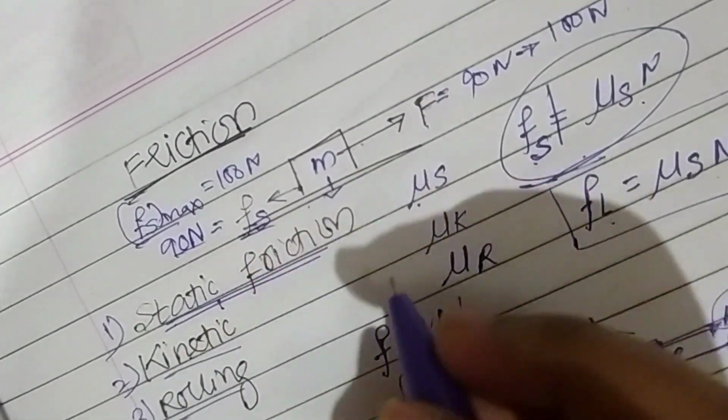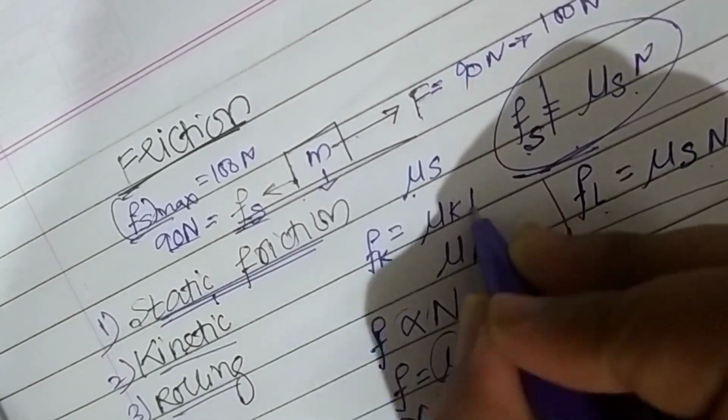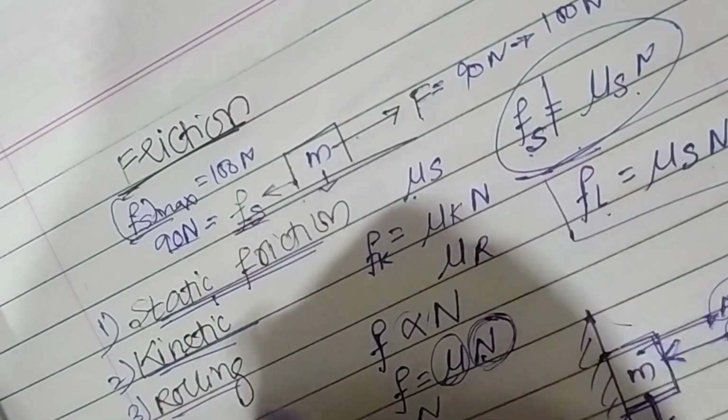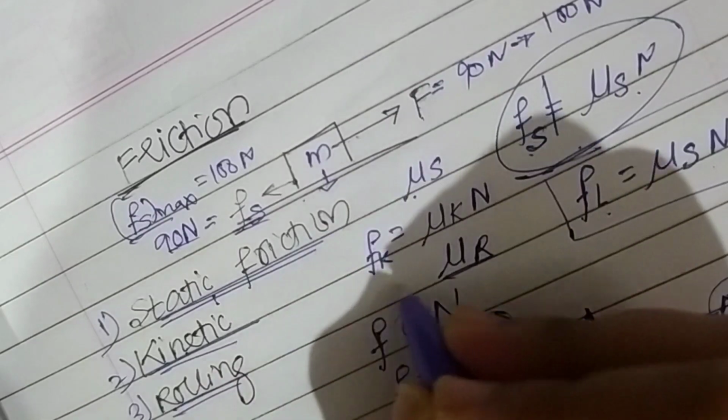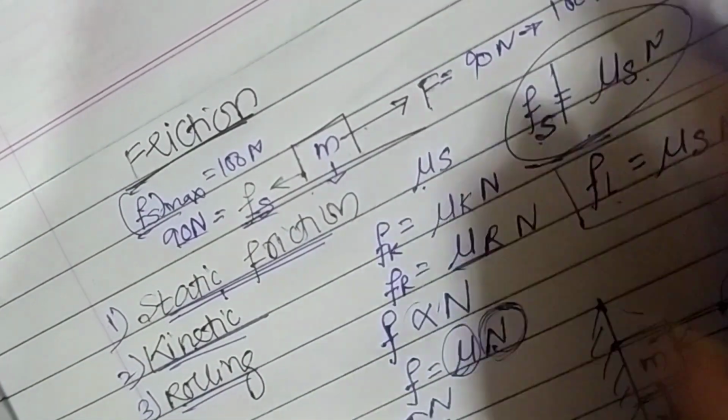In the other case, for kinetic friction, Fk is equal to mu k N. The other name for kinetic friction is sliding friction. For rolling friction, with coefficient mu r, Fr is equal to mu r N. So this is all about friction.